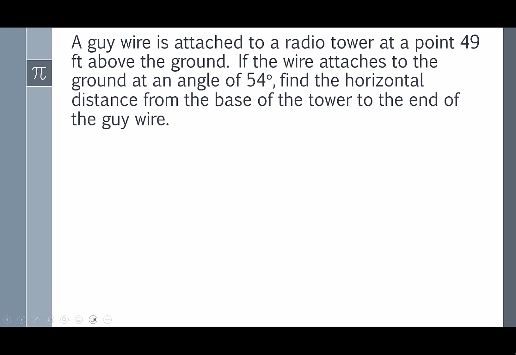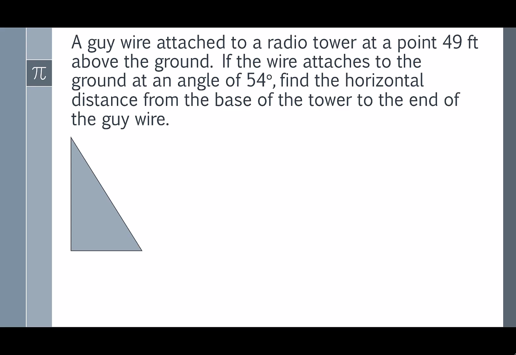A guy wire is attached to a radio tower at a point 49 feet above the ground. If the wire attaches to the ground at an angle of 54 degrees, find the horizontal distance from the base of the tower to the end of the guy wire. Let's start by drawing a picture. I know my height is 49, and I know my angle is 54 degrees. We want to know the value of the adjacent, let's call it x.